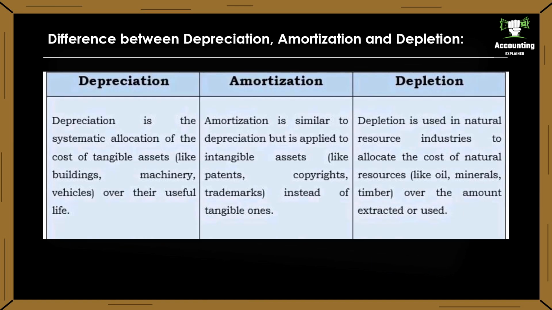Difference between depreciation, amortization and depletion of an asset. Depreciation. We know depreciation. We just saw, no? Depreciation is the systematic allocation of the cost of tangible assets. So it is for the tangible assets like buildings, machinery, vehicles. Tangible assets are those assets which can be seen with our eyes and physically felt over their useful life.